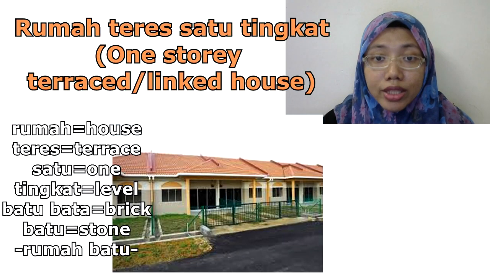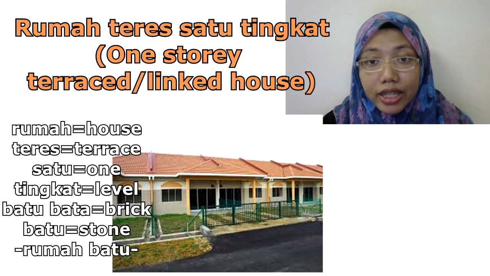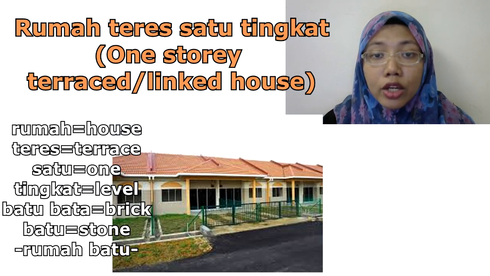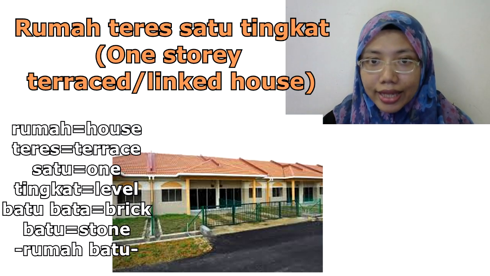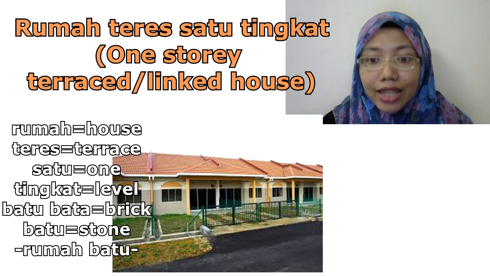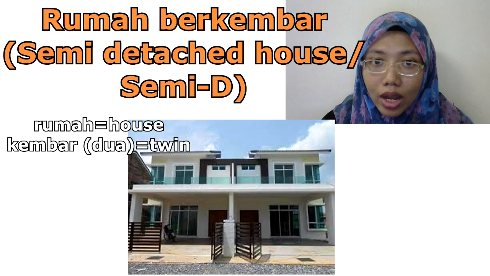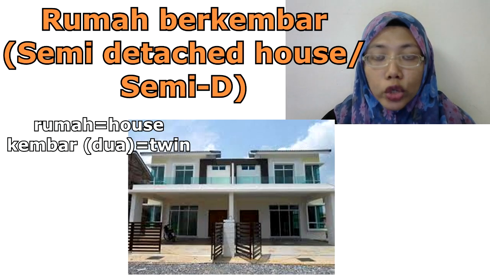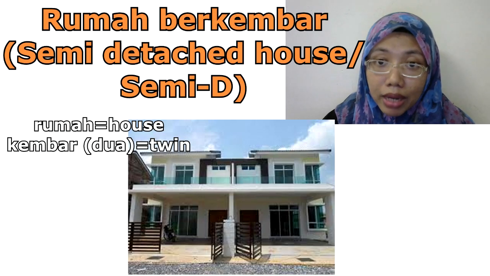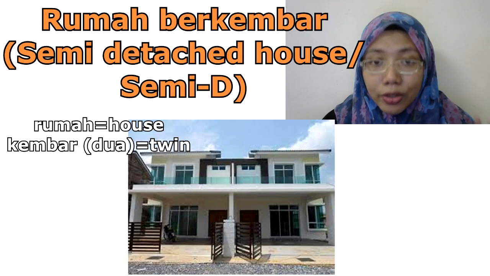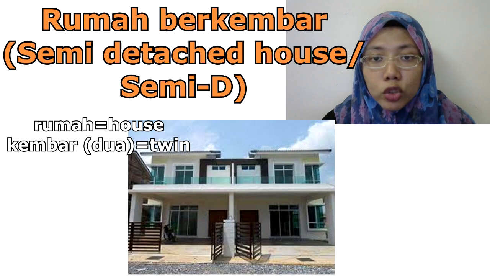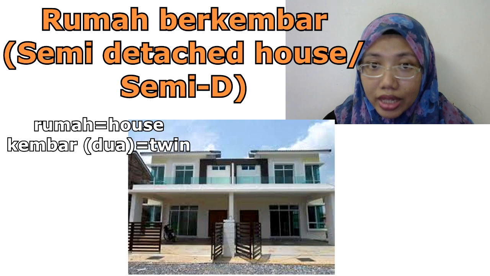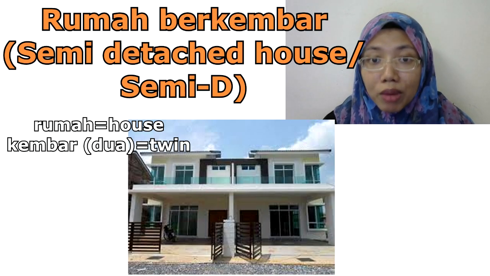Next, one-story terrace house or link house. We call this one rumah terrace satu tingkat. Next one, semi-detached house, or we call it semi-D. In Malay we say rumah berkembar. Normally Malays also prefer to use the English word semi-D, but sometimes people also say rumah berkembar.